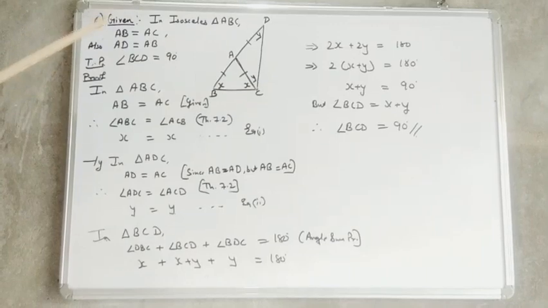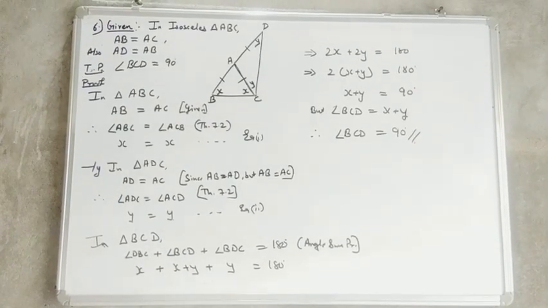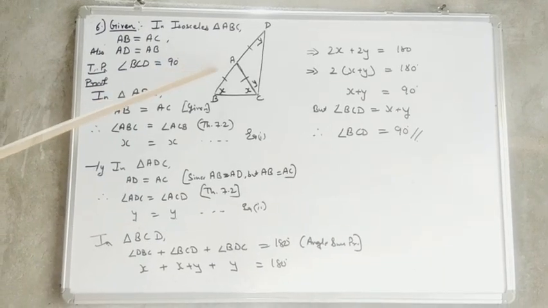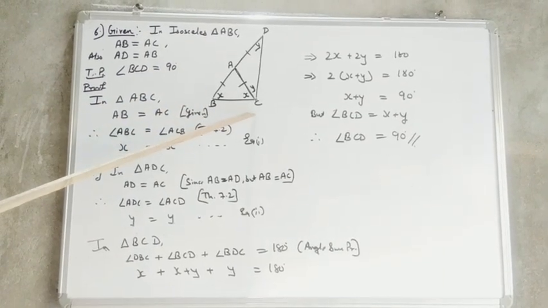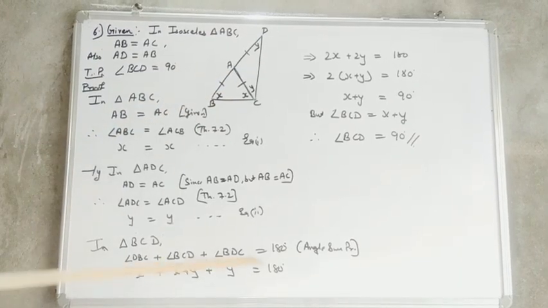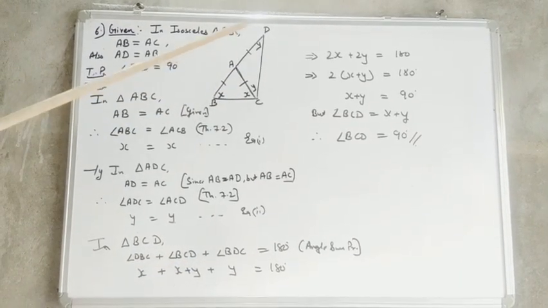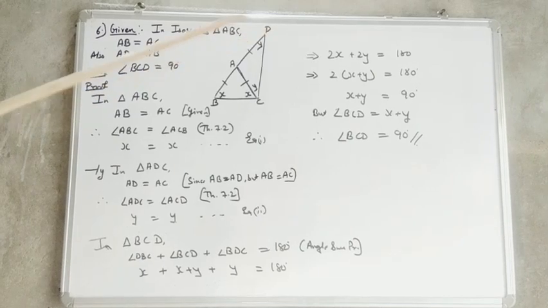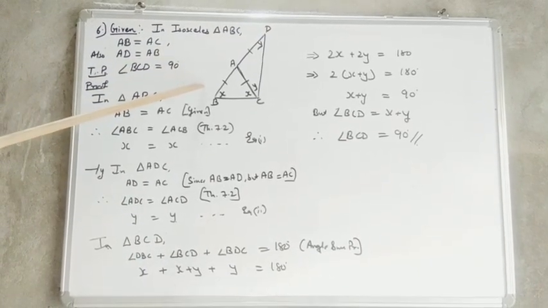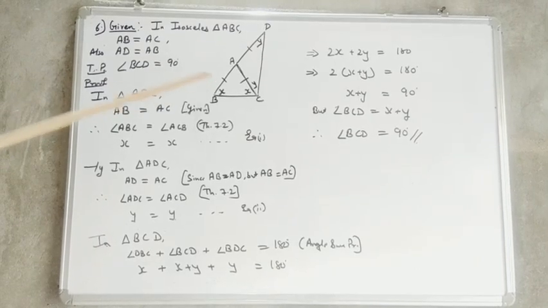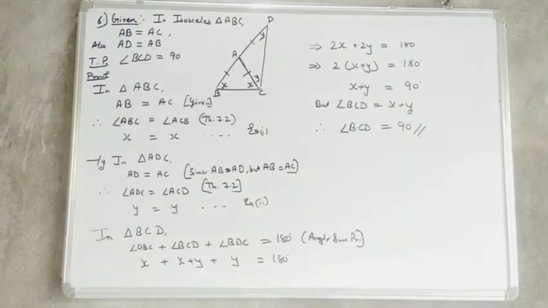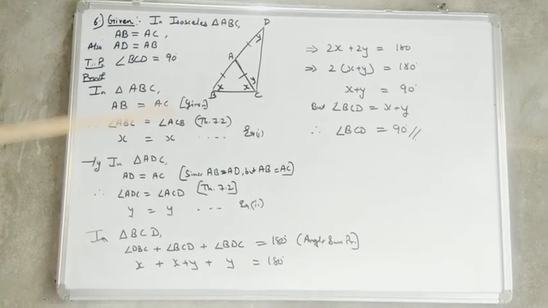Solving question number 6 of exercise 7.2, it states that triangle ABC is an isosceles triangle with AB equal to AC. BA is produced to D in such a way that AD is equal to AB, and we have to show that angle BCD is 90 degrees.